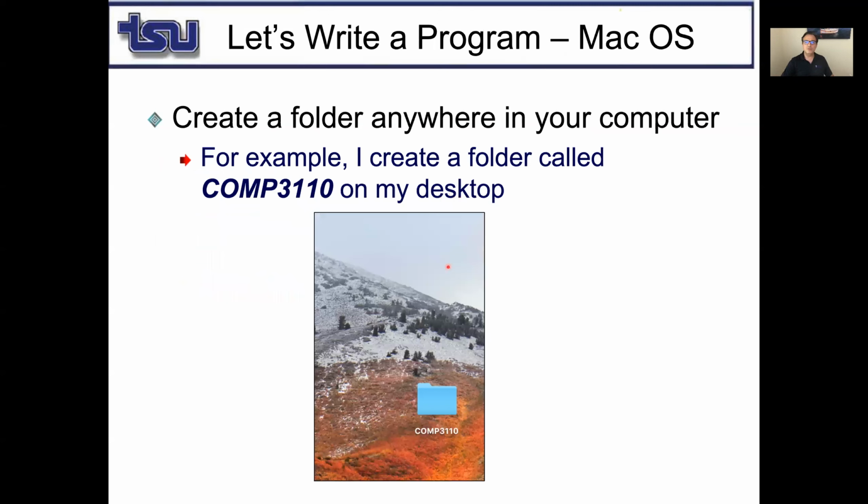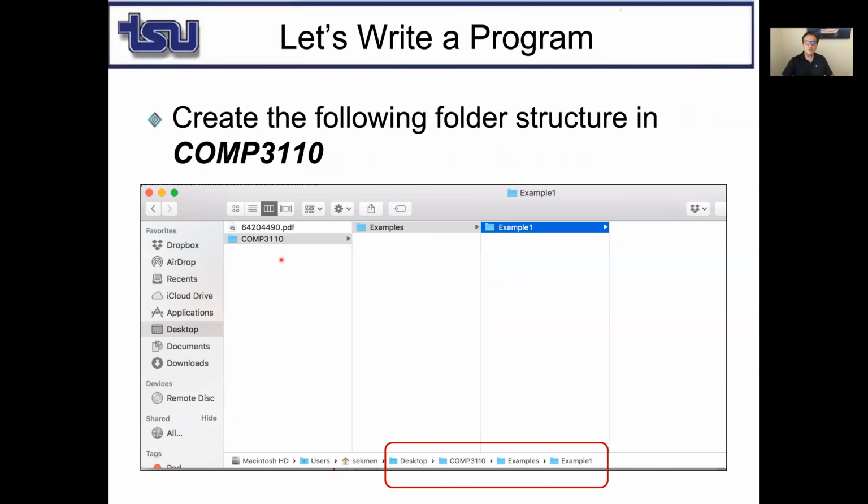First thing that I'm going to do, I'm going to go to my desktop and create a folder. I call it COM3110. And under COM3110, I create another folder called examples and another folder called example1. I want to be organized. This is our first lecture, and we have example. I create the examples folder, and example1 is a subfolder. So I have this structure: user segment, then Desktop, COM3110, examples, and example1.